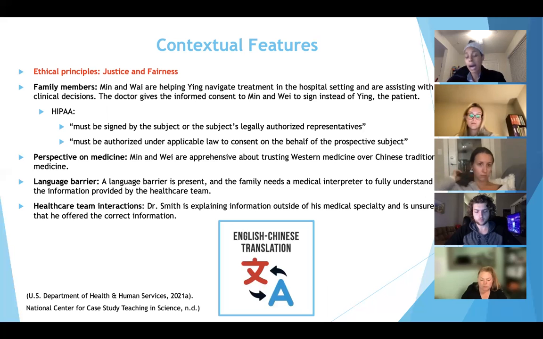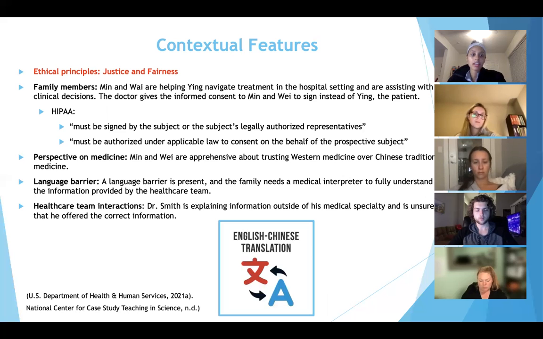Another thing we want to talk about is the perspective on medicine. Min and Wei were really apprehensive about Western medicine and really prefer to use Chinese traditional methods. It wasn't until their back was against the wall that they decided they had to go to the ER just to make sure Ying was stable. One of the biggest context issues is the language barrier.